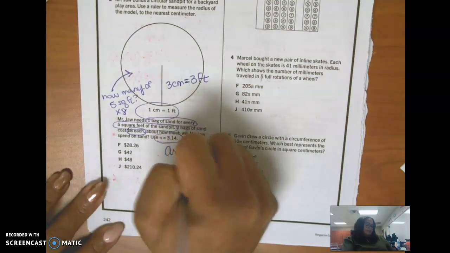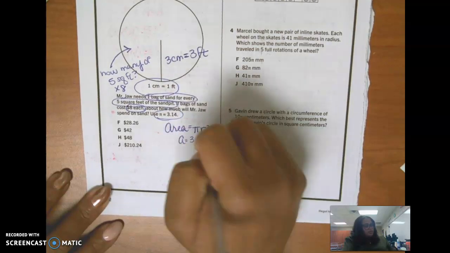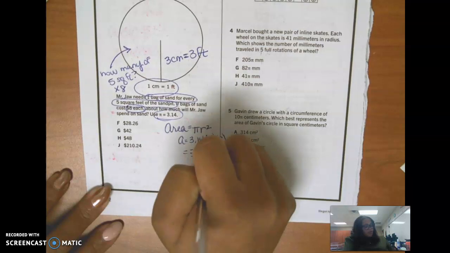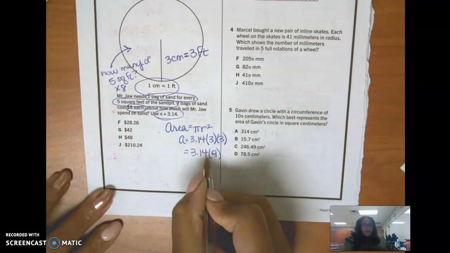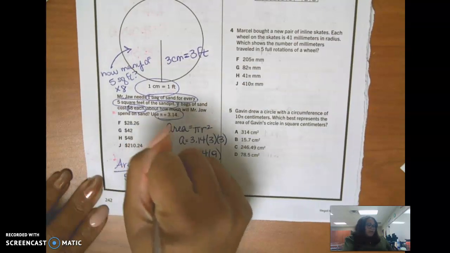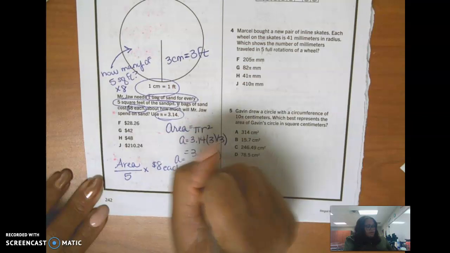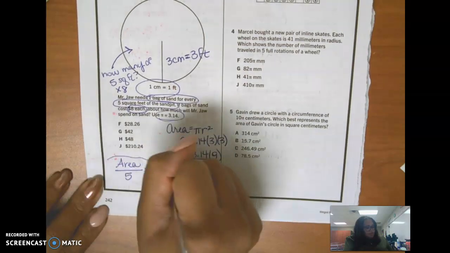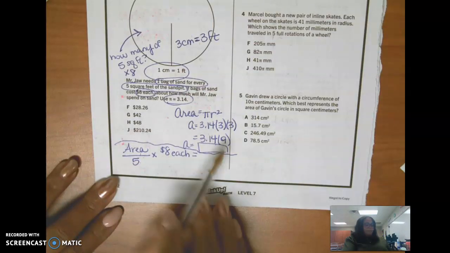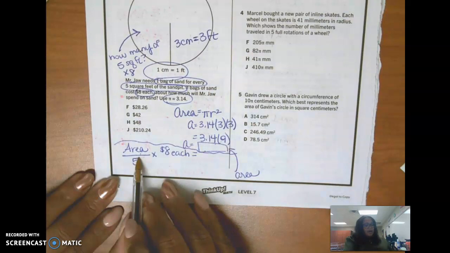So I got to use area here. Area equals pi times radius squared. Area equals 3.14 times 3 times 3. 3 times 3 is 9, so 3.14 times 9. Then I'm going to get a number here. So I'm going to take my area, divide by 5, then multiply by $8 a piece. Then that will get my answer. So this will be my area. So area divided by 5 times $8 each will give me my answer. Once I get the area, I'm going to divide by 5, then multiply by 8.